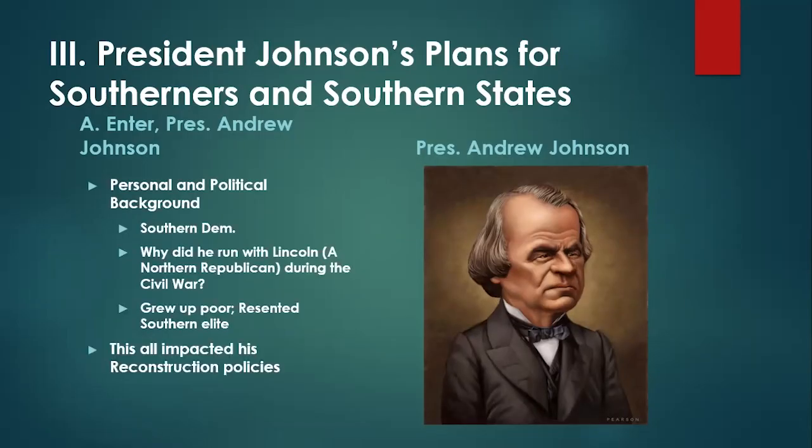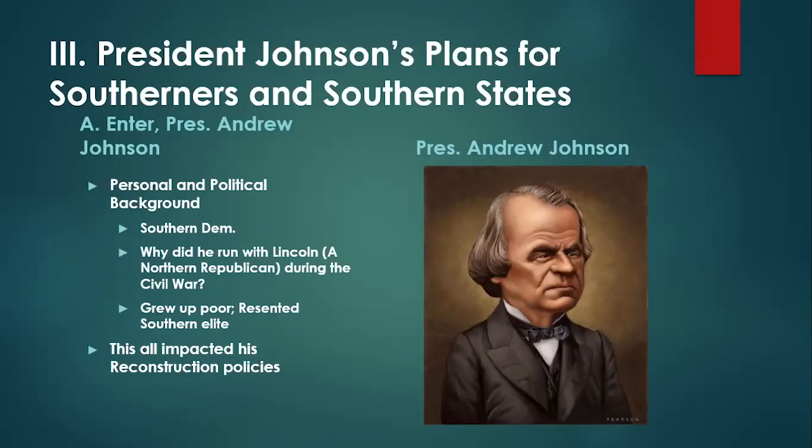We need to consider a bit about Johnson in terms of his personal and political background to really understand his Reconstruction policies. So he was a Southern Democrat, and he ran alongside President Lincoln, who was the face of the Northern Republican Party. And this was all during the Civil War. And the South, led by the Democratic Party, had many states who had left the Union. And then there were a few border states who were mostly Democratic states who were kind of looking to both sides to see what was going to happen here.